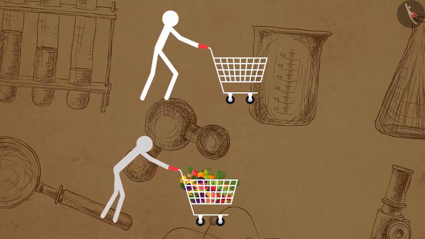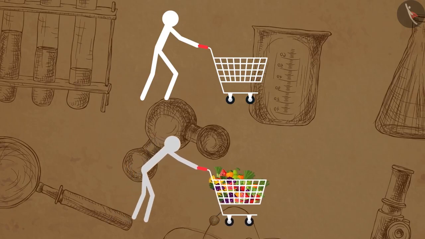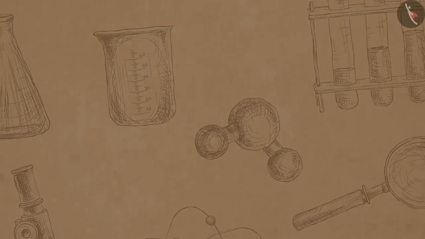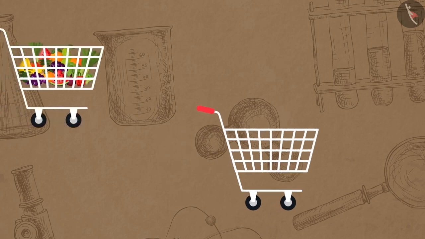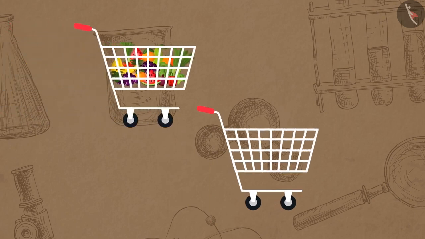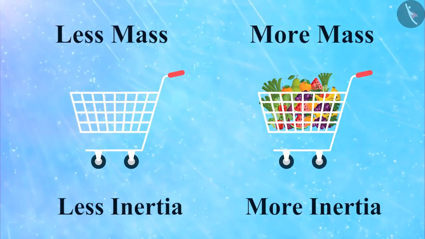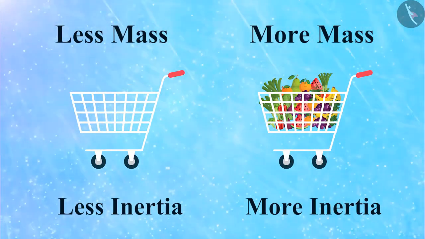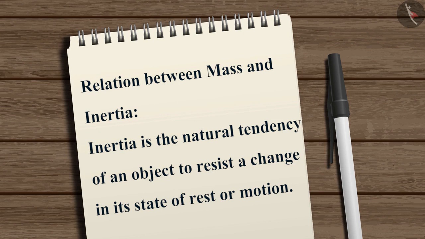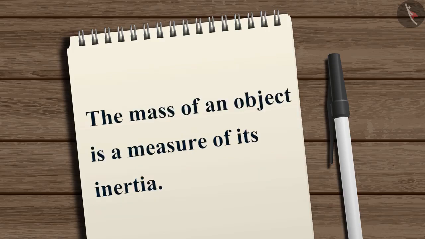This means that the cart filled with vegetables has a lesser tendency to move than the empty one, which in turn means that the cart filled with vegetables has more inertia than the empty cart. Accordingly, we can say objects with more mass have more inertia. Thus, the relation between mass and inertia can be stated as follows. Inertia is the natural tendency of an object to resist a change in its state of rest or motion. And the mass of an object is a measure of its inertia.